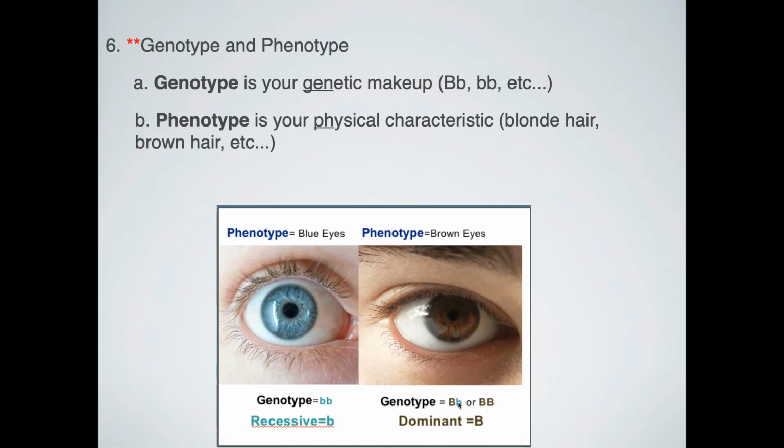Why? Well, remember, the capital letter always overcomes the lowercase letter. So if you're heterozygous, you show the feature of the dominant trait. If you're homozygous dominant, of course you're going to show the dominant trait, right? There's nothing else for you to do. So we have to keep that in mind when we're doing our Punnett squares.